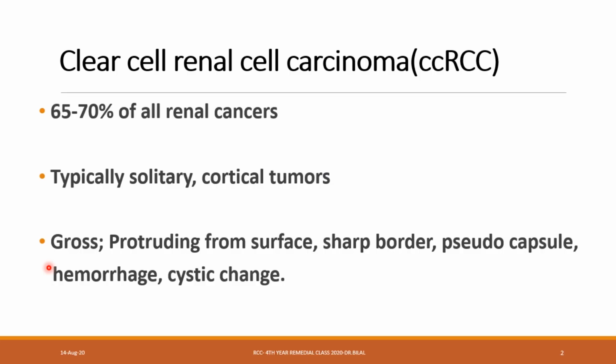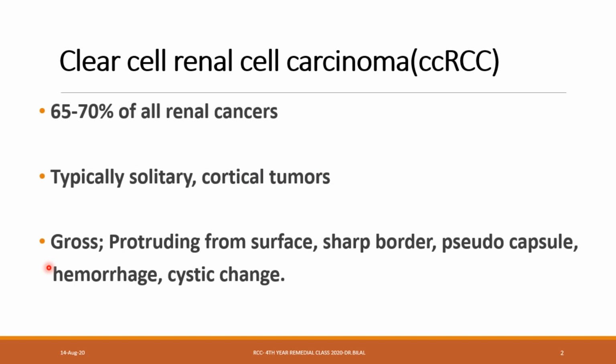Now, the clear cell renal cell carcinoma comprises around 70% of all the renal cancers. So from here you can easily understand the importance of discussing this particular tumor. Now these tumors are typically single or solitary and located in the cortical region of the kidney. We'll see the gross pictures and H&E photomicrographs shortly. But remember that these are generally cortical tumors.